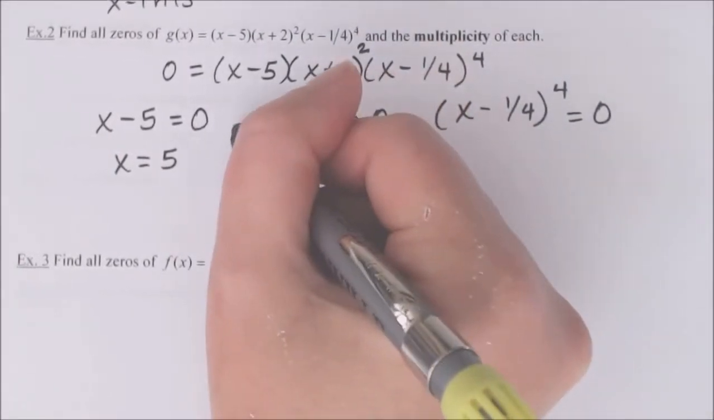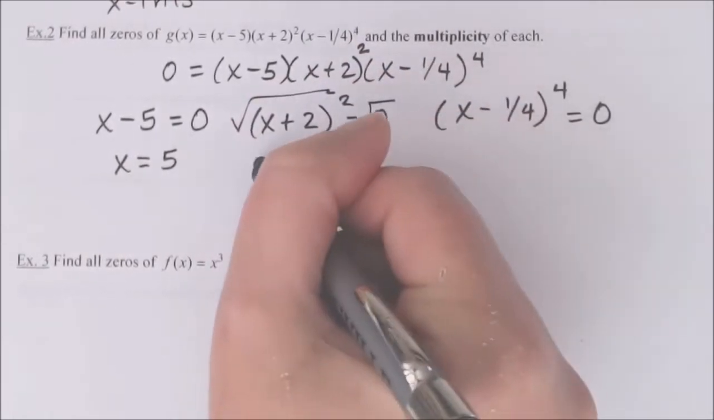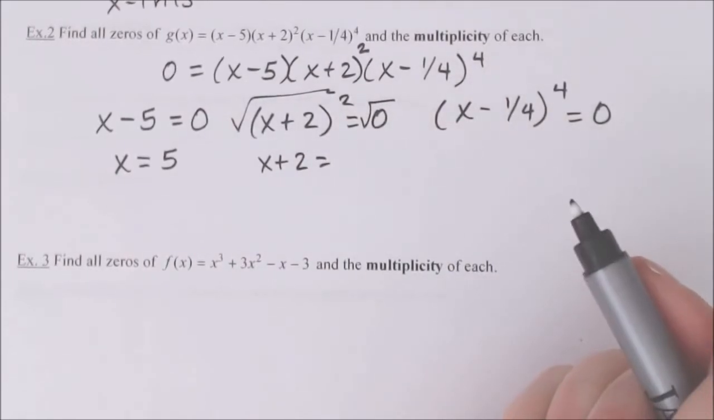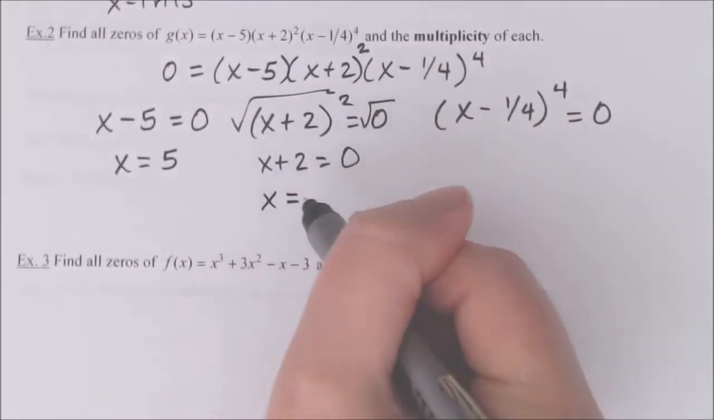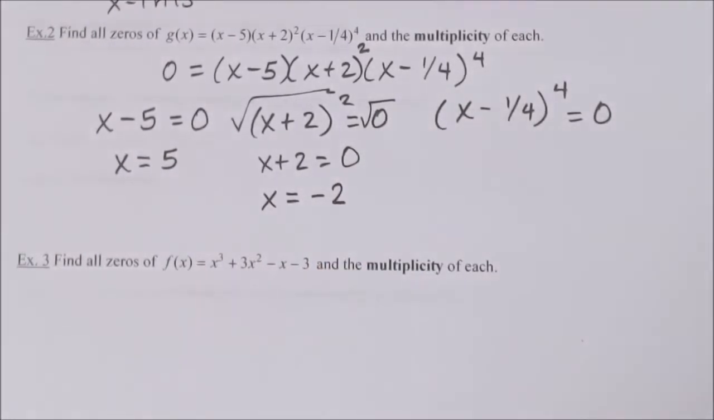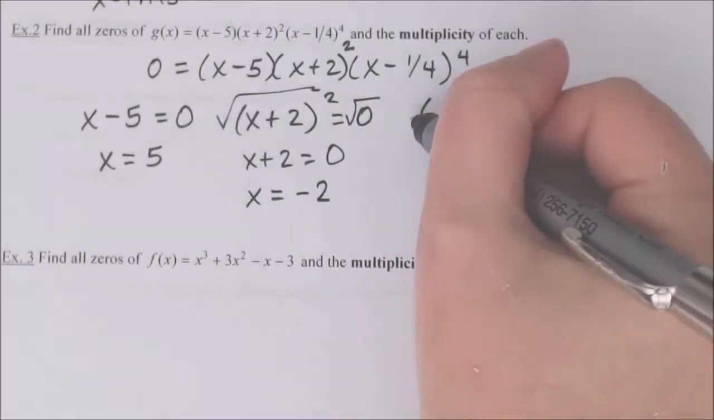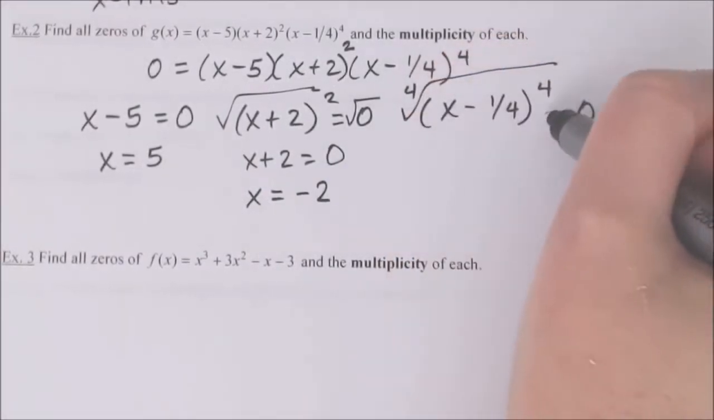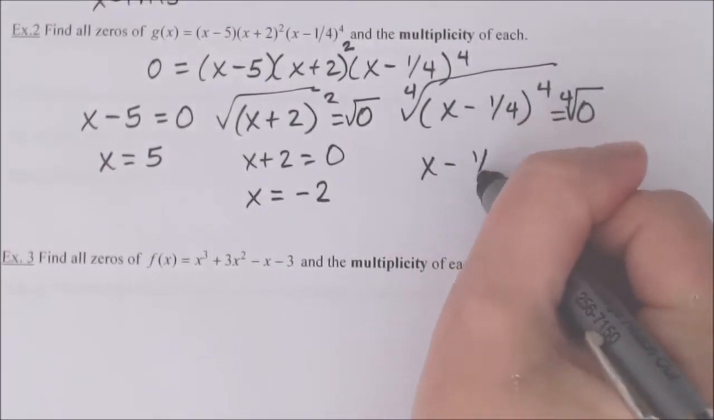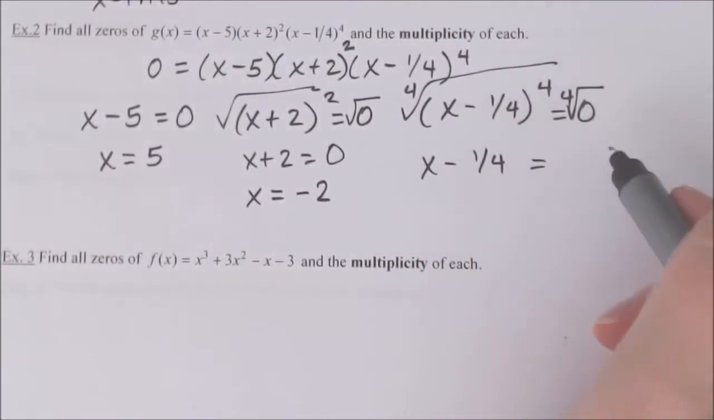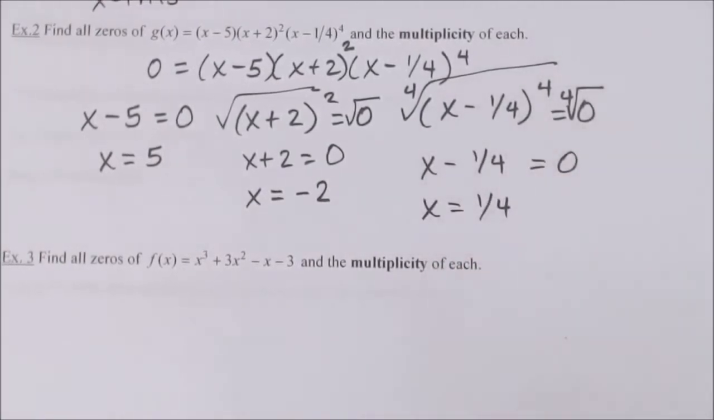The next one, we have x plus 2 squared. Now, I could think about using the square root method to solve this. Take the square root of both sides. I get x plus 2 equals, well, what's the square root of 0? It's still 0. So my 0, or my x-intercept there, is x equals -2. And then the last little equation can be solved similarly. Instead of taking the square root of both sides, we're going to take the 4th root of both sides. So that just leaves me with x minus 1/4 equals, well, 4th root of 0, that's just 0. So we get x equals 1/4 for that last solution.